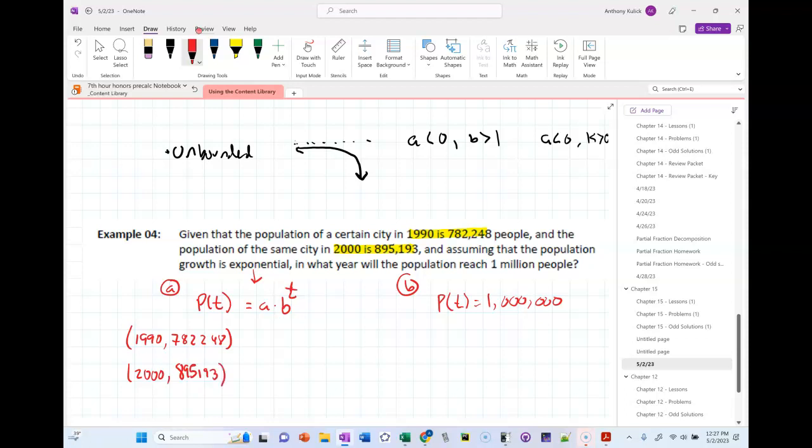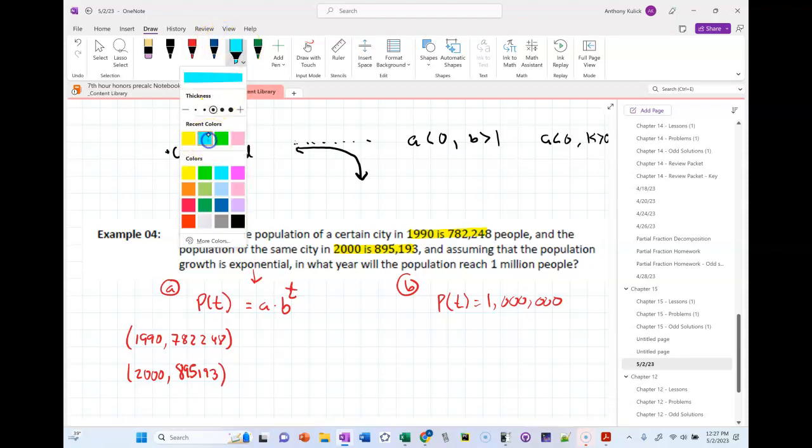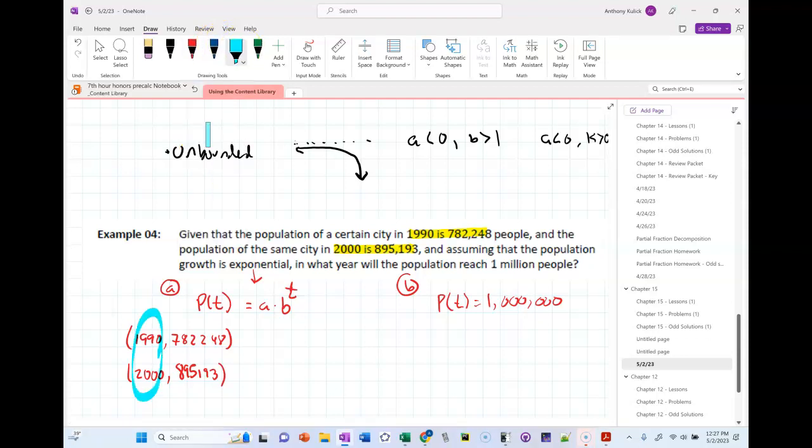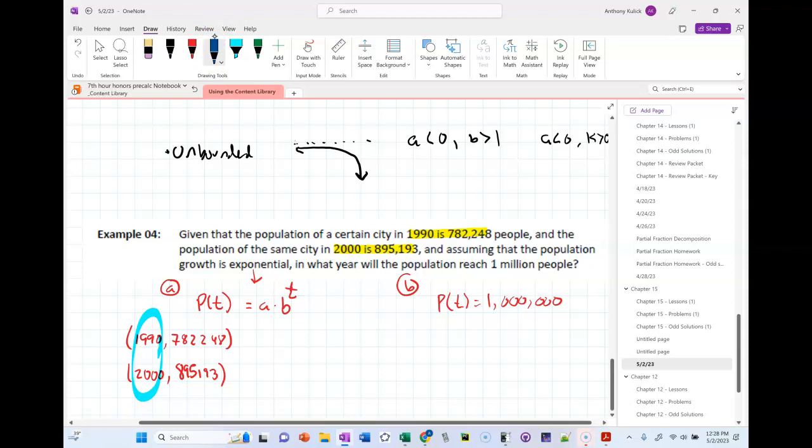And now when I look at this, if I look at my x coordinates here, I notice that neither one of these are 0, right? Which makes it kind of inconvenient. It'll be very similar to example 3 that we just did.